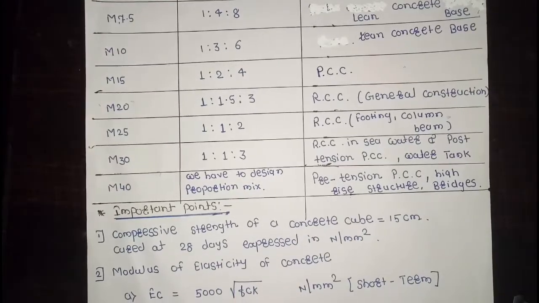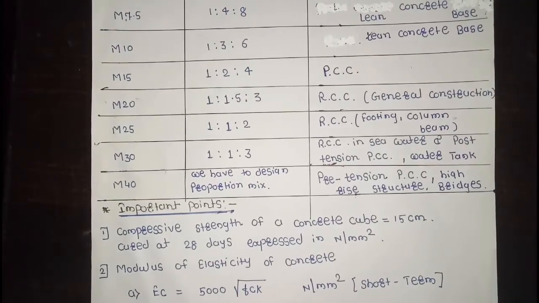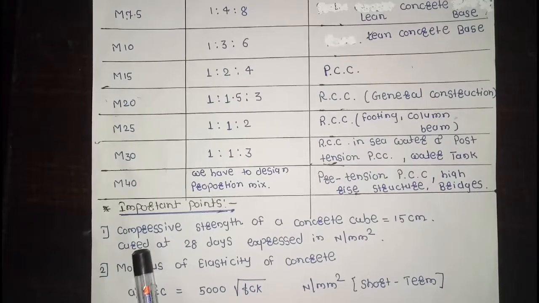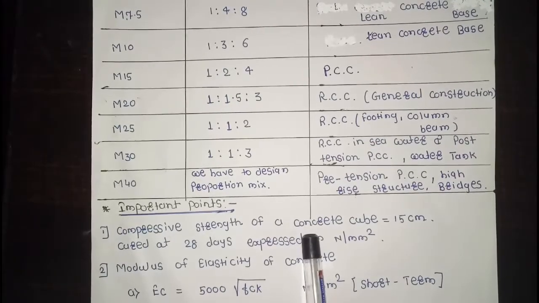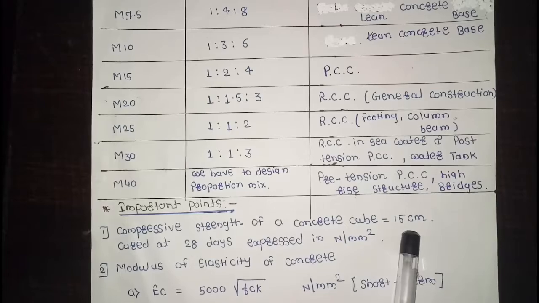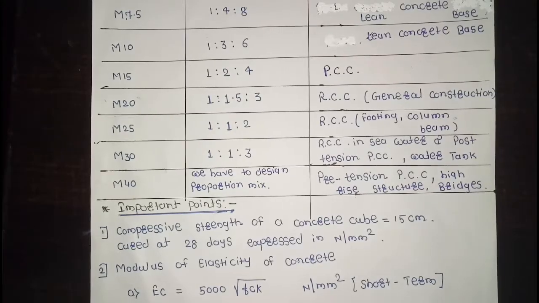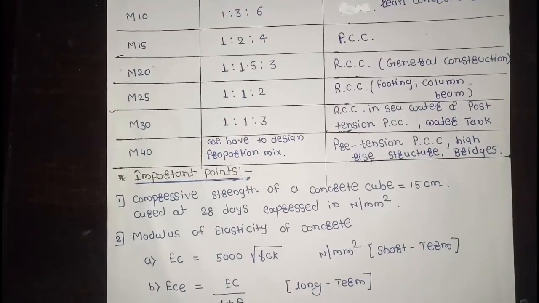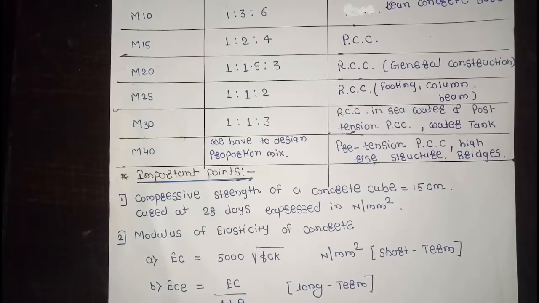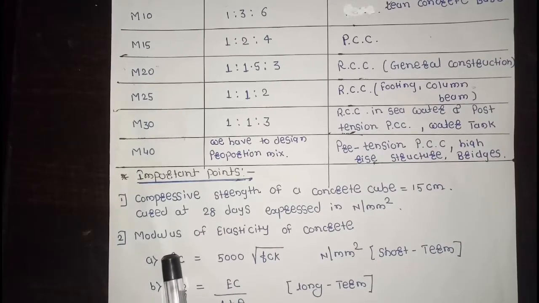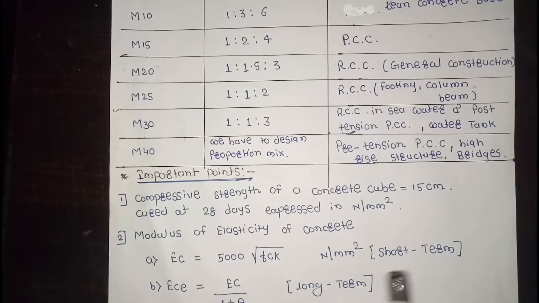Okay, so some important points related to civil engineering competitive exams. So first point is the compressive strength of concrete cube is 15 cm, cured at 28 days, expressed in Newton per mm square. So how to calculate the modulus of elasticity of concrete? First of all, calculate the modulus of elasticity of concrete for short term and long term.